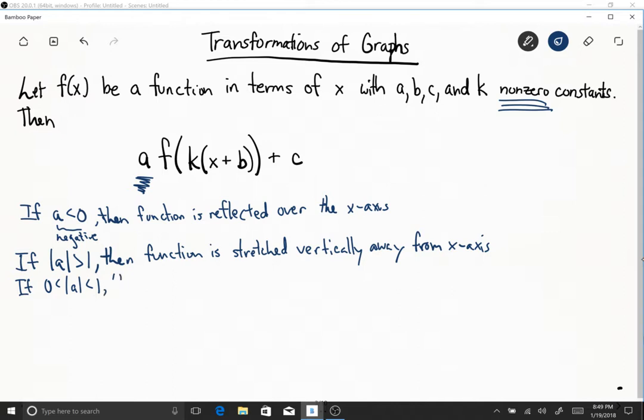Then the function is, rather than stretched, we say it's compressed vertically toward the x-axis.